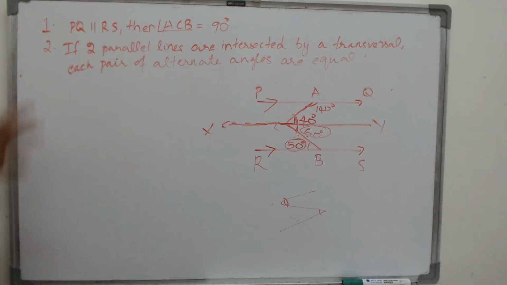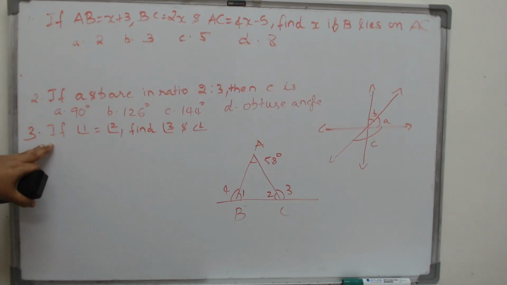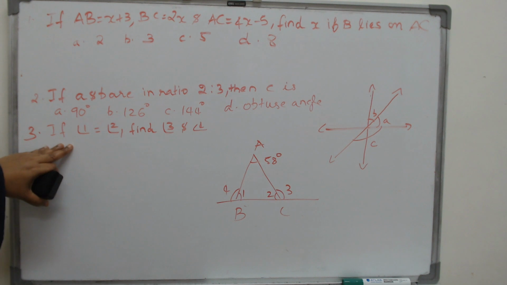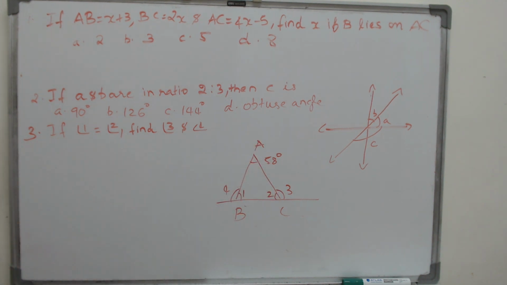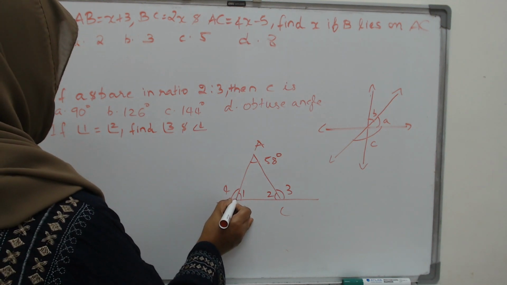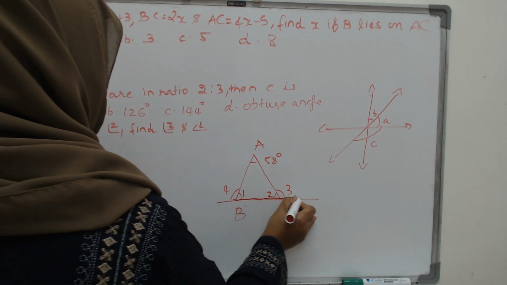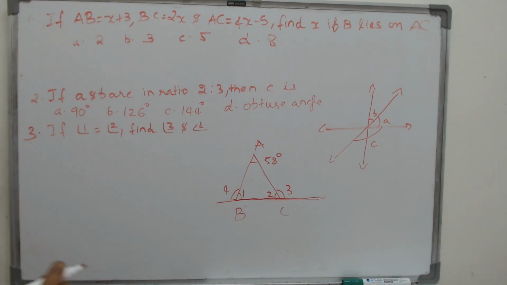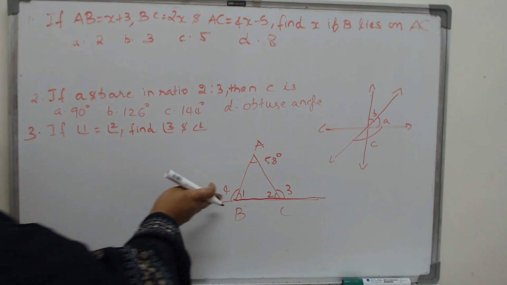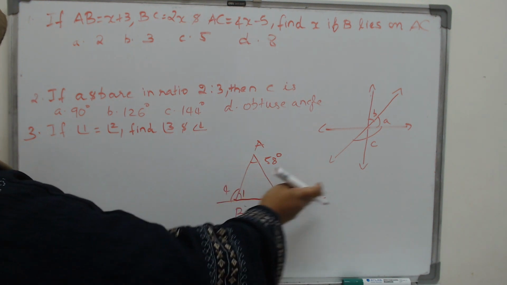So both are correct and 2 is the reason for 1. Now let me start with this question. What do you have? You have a triangle and you have two exterior angles. What are exterior angles? When you extend one side, then the angle that is formed here is known as the exterior angle. But please understand, it has to be an extension of one of the lines.